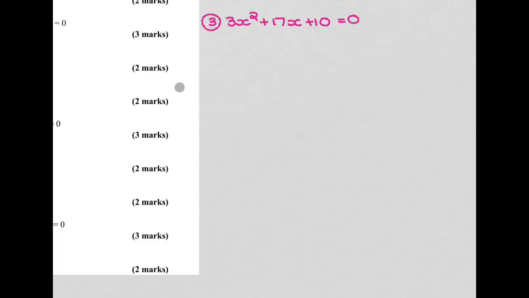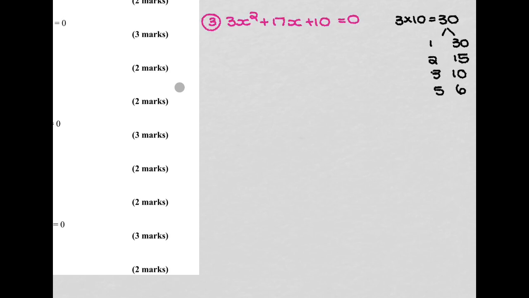Right, I've written question 3 again. Step 1, multiply the first and last. So I've got 3 times 10 is 30. Now I want the factors of 30, which are 1 and 30, 2 and 15, 3 and 10, 5 and 6.